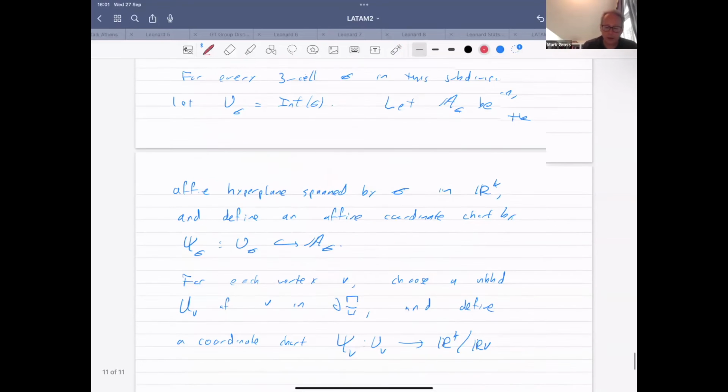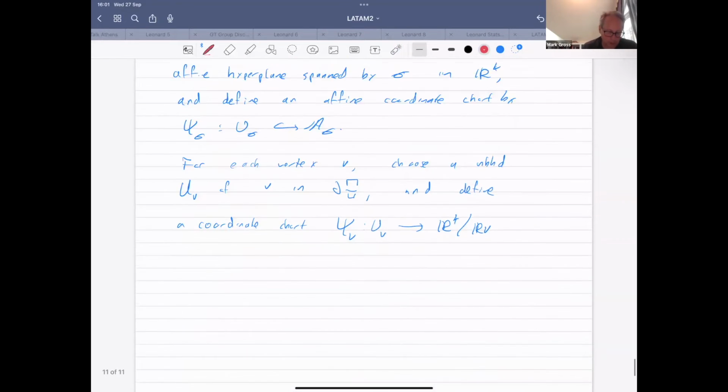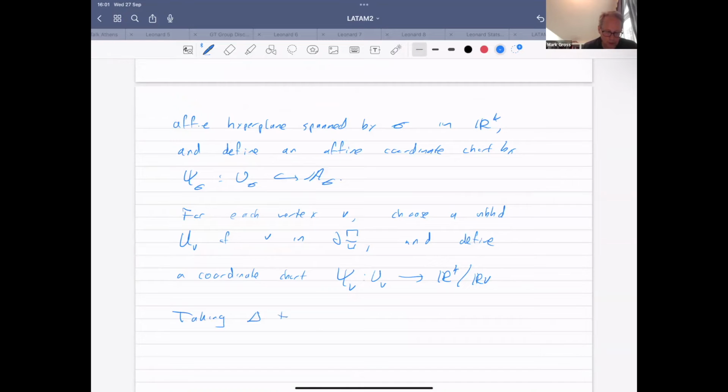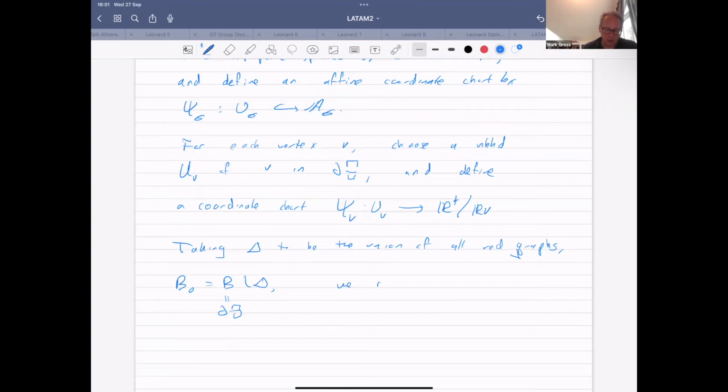And so taking delta to be the union of all red graphs, and taking B0 to be B, that was the boundary of C, minus delta, we see B0 carries an affine structure, coming from these charts.